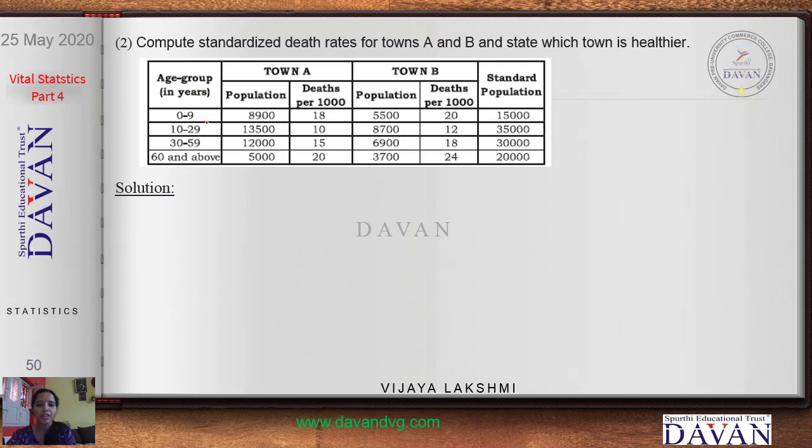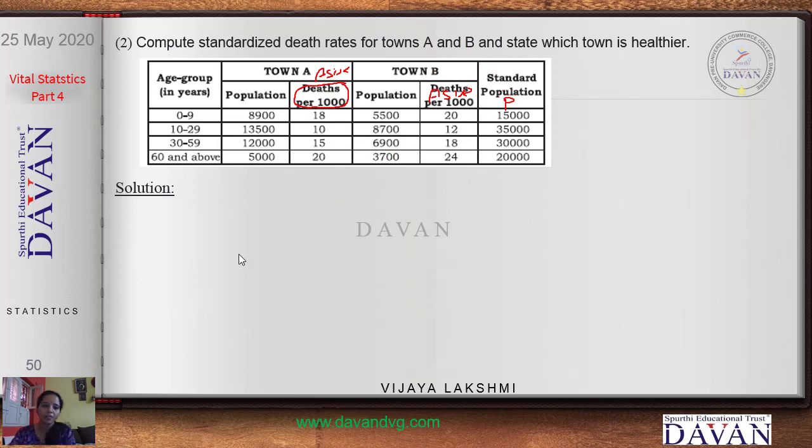So age group is given, again town A, population is given, and death per 1000 is given. This is what I was saying. In the slide of the definition of ASDR, in the note part, I had given you that deaths per 1000 means that this is your ASDR. Am I right? Similarly, for town B, population is given and deaths per 1000 is given, that is ASDR is already given. You need not use a formula and make another column for ASDR. This is the standard population P which has been given.